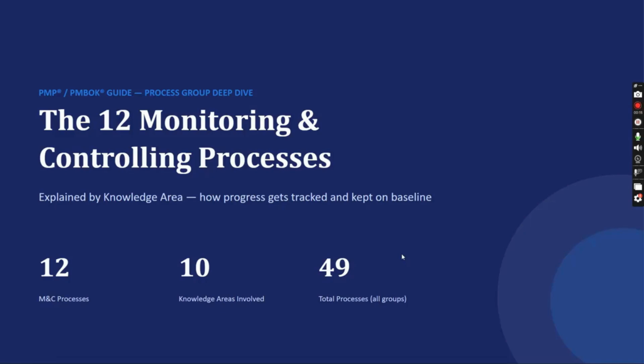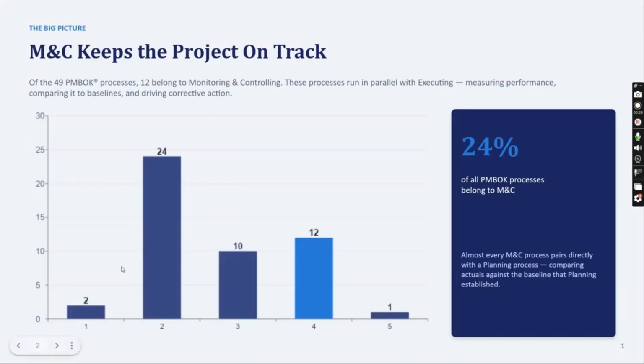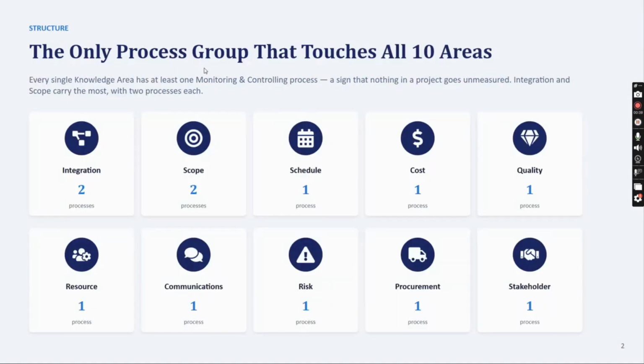The monitoring and controlling process has 12 processes, where 10 knowledge areas are involved, out of 49 processes. First we have seen initiation, then the planning process, then execution, and then monitoring and controlling. The last one is closing of the project. The process group that touches all 10 areas, every single knowledge area, has at least one monitoring and/or controlling process, and it's a sign that nothing in a project goes unmeasured.